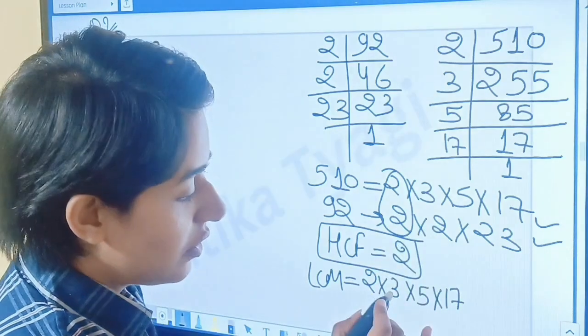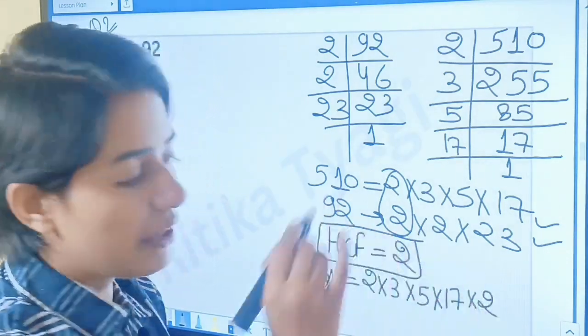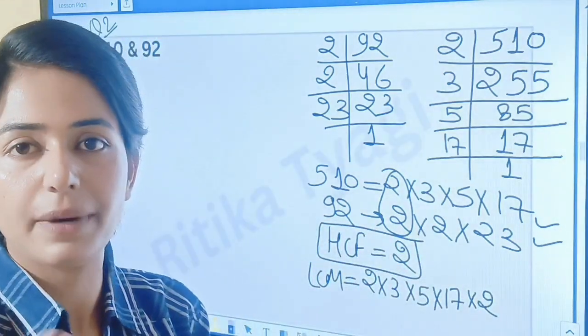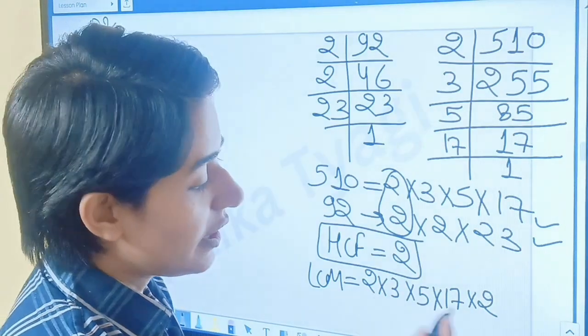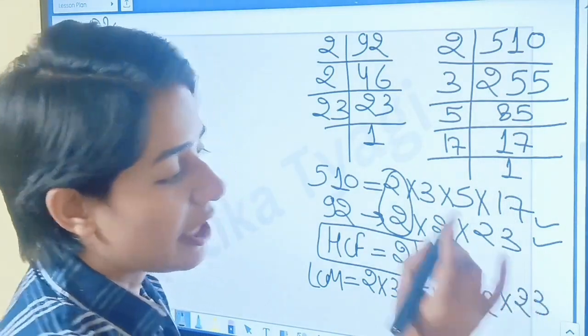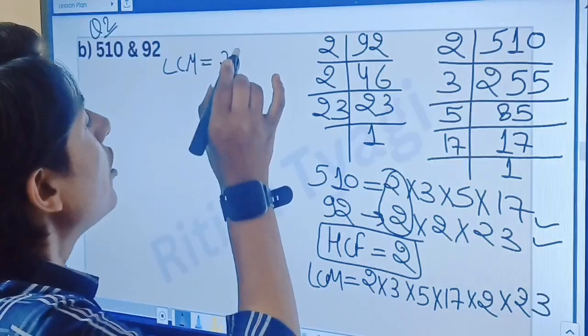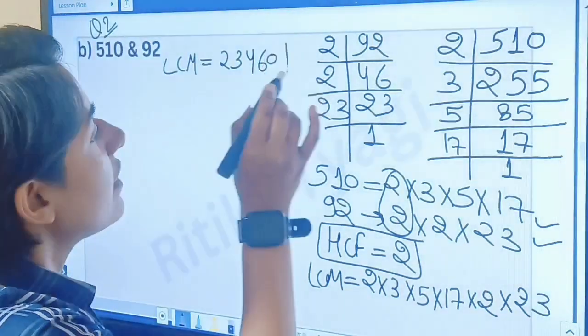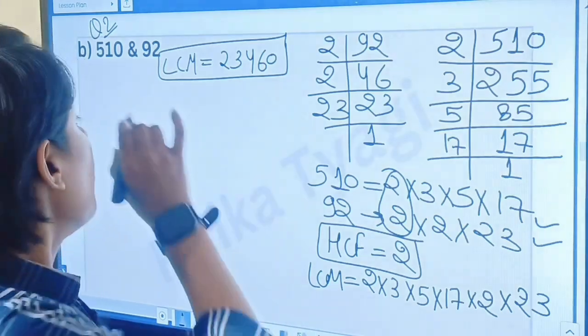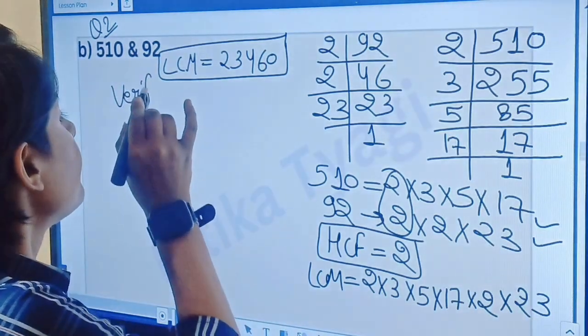Next 2. 2 is present only once, so we have to multiply it by 2. Now 23 is not included here, so we have to multiply it by 23. And on multiplying these numbers, we get 23,460.